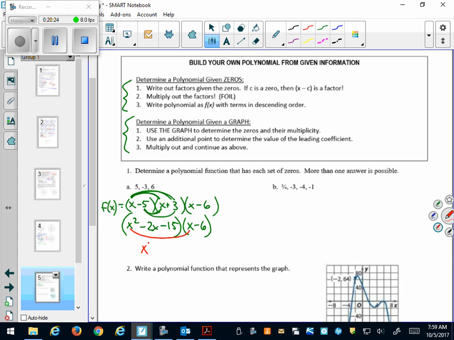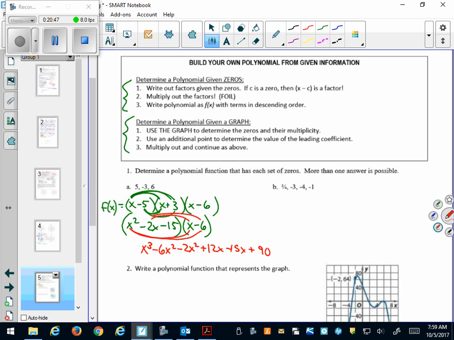X to the third. Distribute the x squared to the minus 6, so minus 6x squared. And then we distribute the negative 2x to everything. So we're going to get negative 2x squared plus 12x minus 15x plus 90.